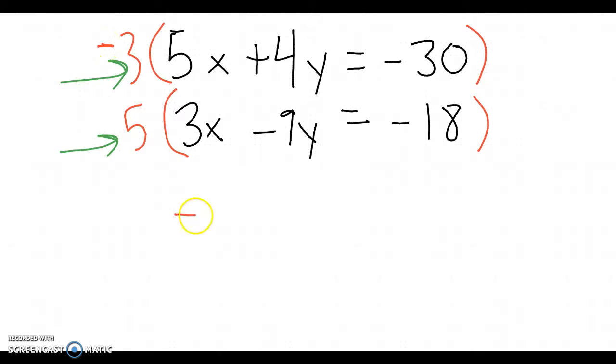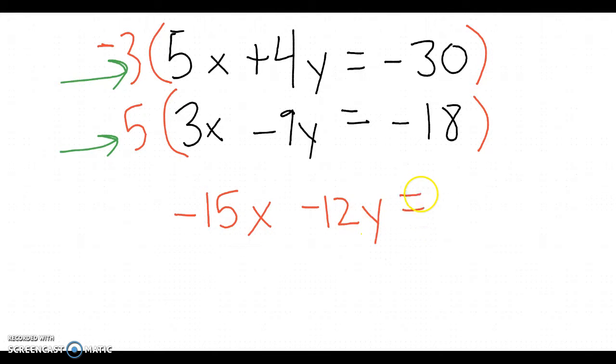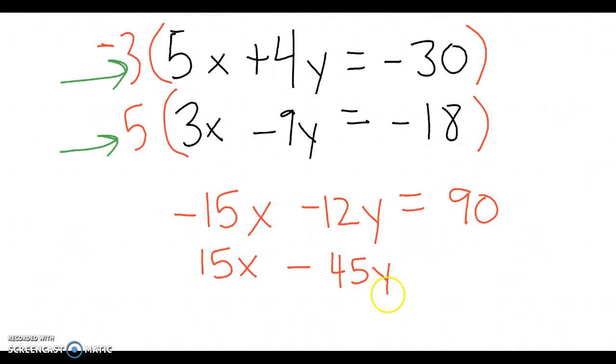So what would happen would be I would get negative 15x minus 12y is equal to 90. Then I would get 15x minus 45y is equal to, that would be 90 again. Because 5 times negative 18. Negative 90. Good. Negative 90, because 5 times a negative gives me a negative.